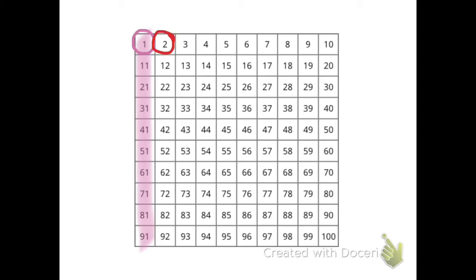Now look at all of the numbers underneath the 2. Do you notice that all of these numbers end with a 2? Watch how all of the numbers under the 3 end in 3. Watch the pattern continue.